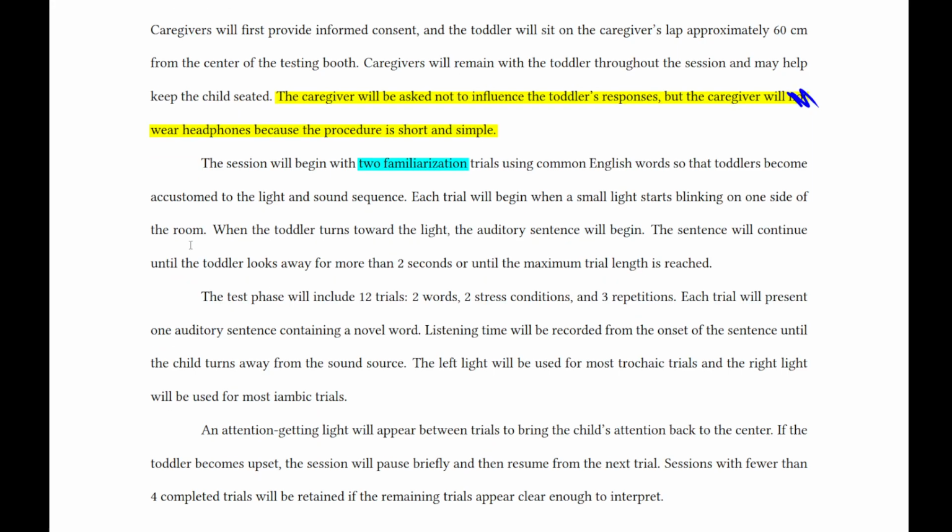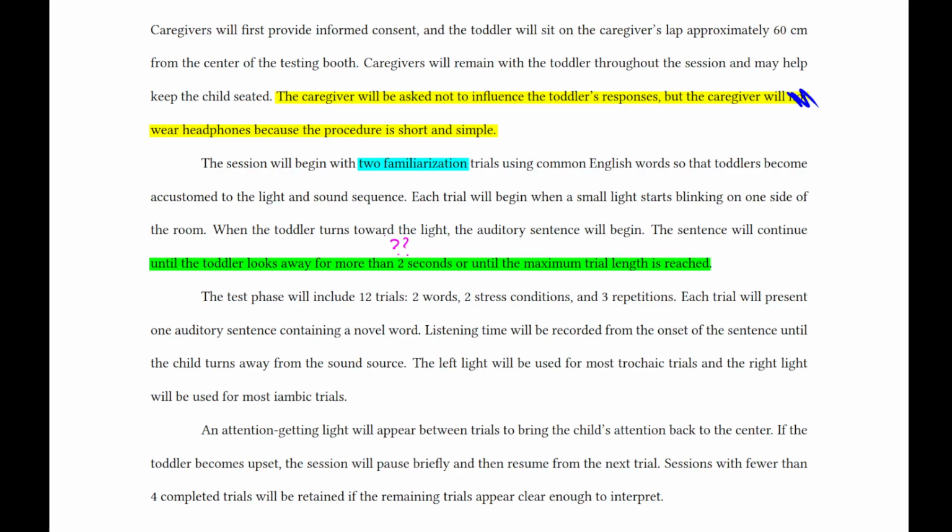One thing here, and this is an interpretive difference now that I think about this. Until the toddler looks away for 2 seconds or until the maximum length is reached, we still don't necessarily know what they're doing when they look away from the light for more than 2 seconds. This would make more sense if we had something in the middle to get their attention first, and then we tracked the turn away from the light when that word happens.